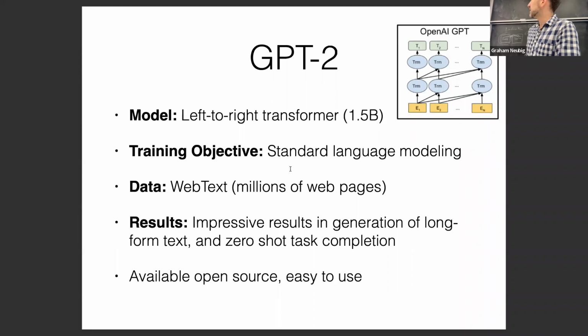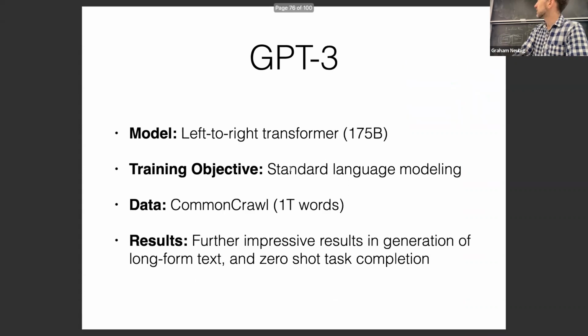Kind of one of the first major models that really made this popular was GPT-2. At the time, it was a big model. It's 1.5 billion parameters. The training objective is just standard language modeling. And the data that was used to train it was web text on millions of web pages. The reason why people got excited about this was its impressive results in the generation of long form text. And also they did zero shot task completion, or what we call prompting nowadays, where they basically gave it a question and they asked it to fill in the response. And they demonstrated that you could get non-trivial accuracy by doing this. At the time, it was not available open source. Now it's available open source. You can easily download it, use it, et cetera.